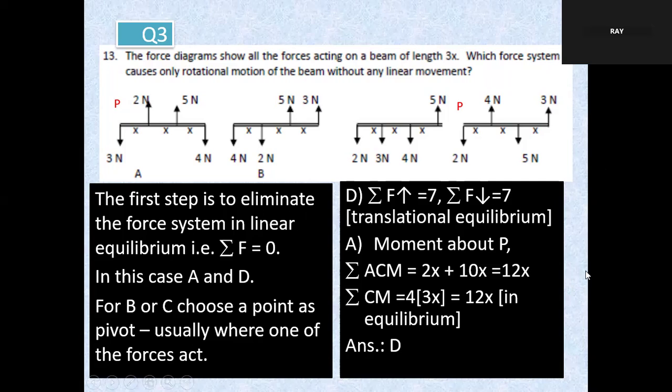That means A is in equilibrium. You can try out D if you want. You can find 4 times x plus 3 times 3x. So it's 9 plus 4 is 13. And this one is 5 times 2 is 10. So it's an anti-clockwise moment about P.